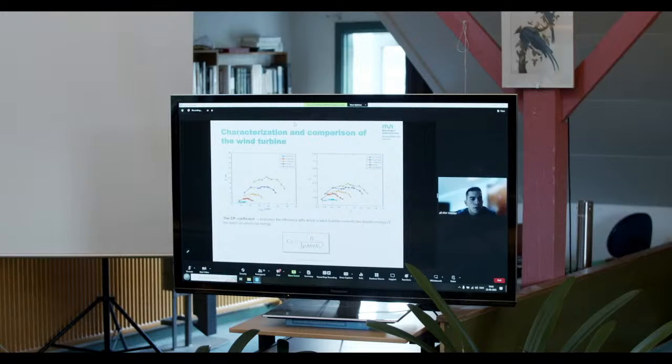In this slide, we can see the performance of the turbine at different wind speeds. In the first graphic, we can see the obtained maximum power, which is around 11 watts. To understand the second graphic, first we need to know what the CP coefficient is. By definition, the CP coefficient indicates the efficiency with which a wind turbine converts the kinetic energy of the wind into electrical energy. The maximum CP obtained in this first experiment is around 0.15, and it is calculated with the formula that you have here.